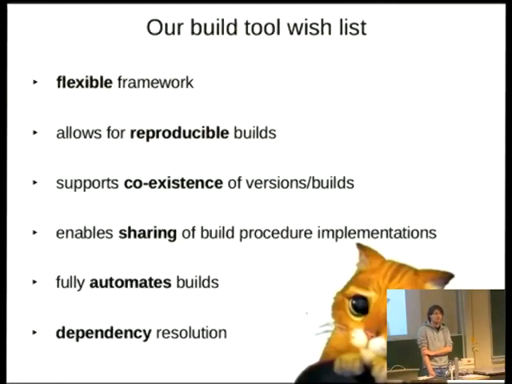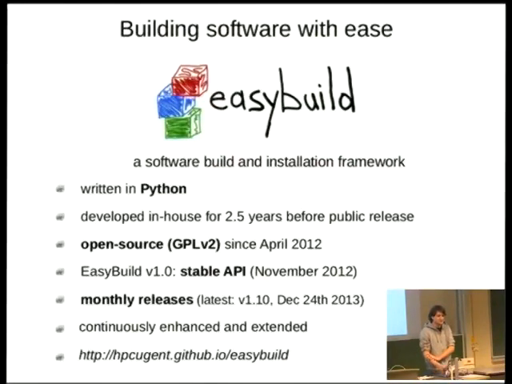Of course, everything has to be fully automated, and dependency resolution, because we install dependencies. So we don't want to build everything one by one, we just say build this and all its dependencies. So that's what EasyBuild does. It's written in Python, so people can use it because we like Python. We use it for all our tools.